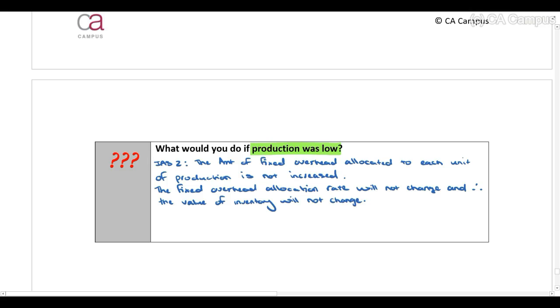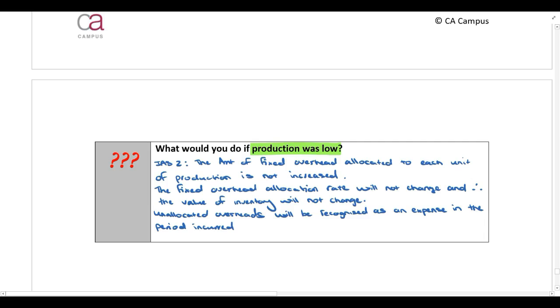We also saw in IAS 2 that any unallocated overheads will be recognized as an expense in the period incurred. In other words, we will have an unfavorable volume variance.